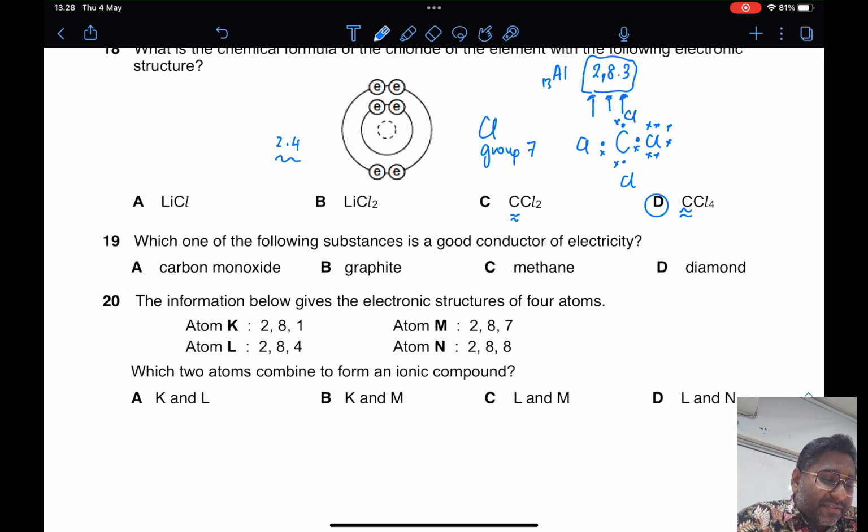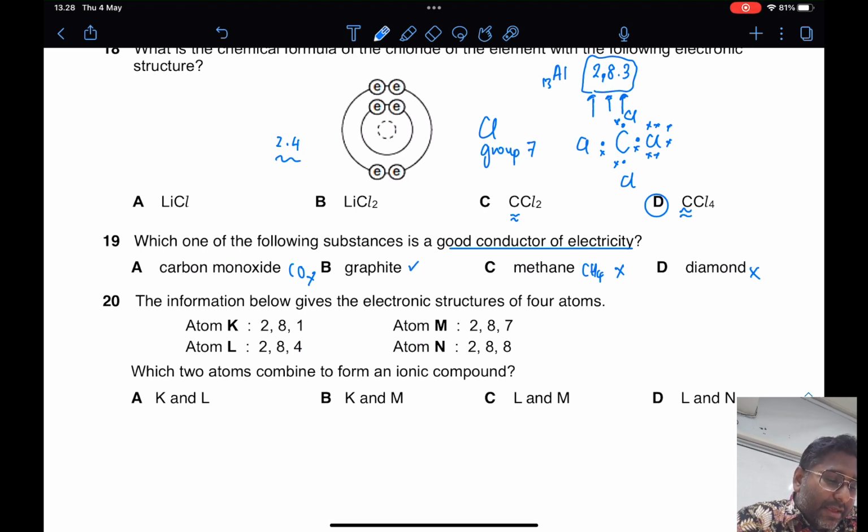Now 19. Which of the following substances is a good conductor of electricity? The best is of course metals. But here we have carbon monoxide, graphite, methane, and diamond. Diamond does not conduct electricity. Methane, CH4, is a covalent compound and does not conduct electricity. Carbon monoxide is also a covalent compound. They do not conduct electricity.